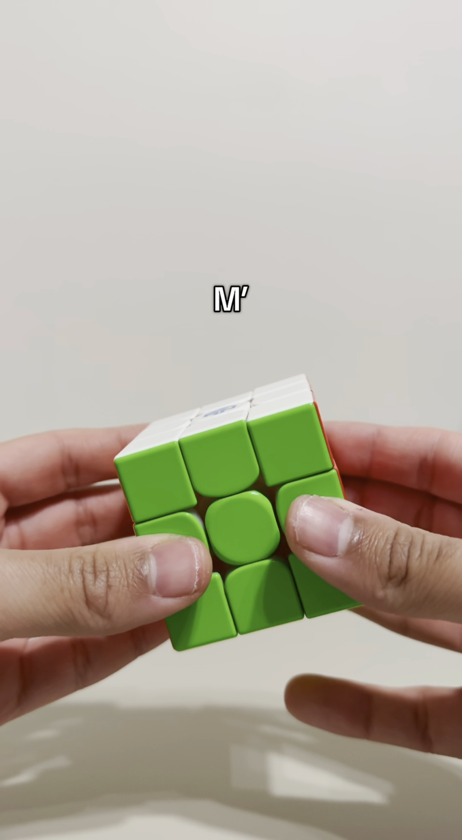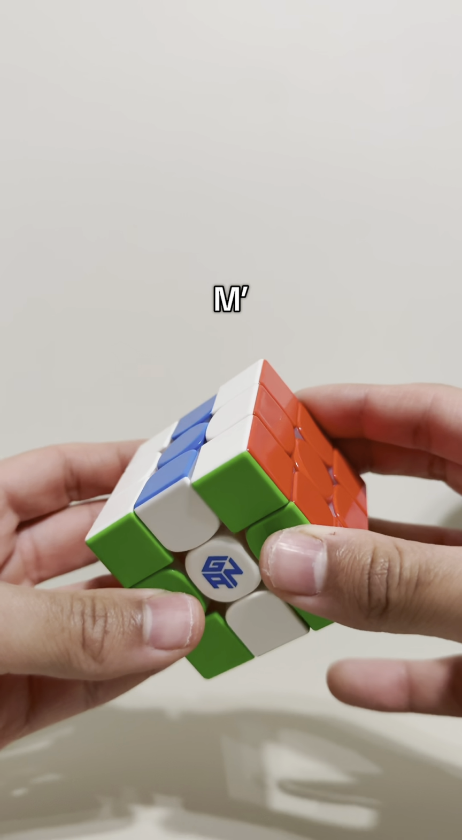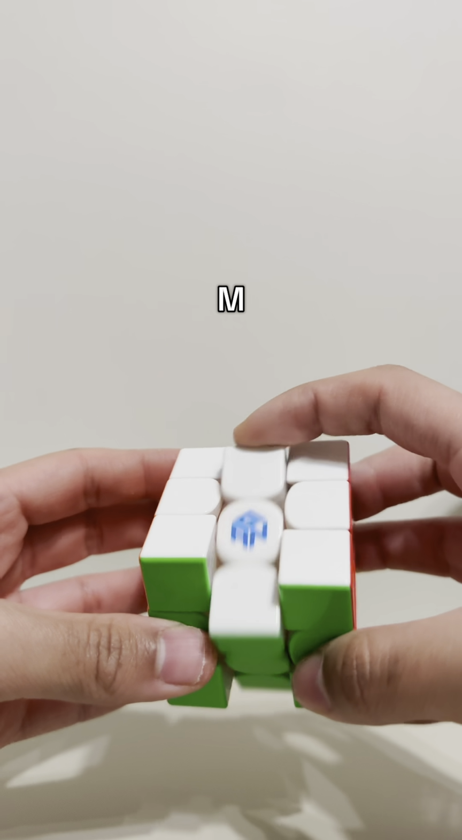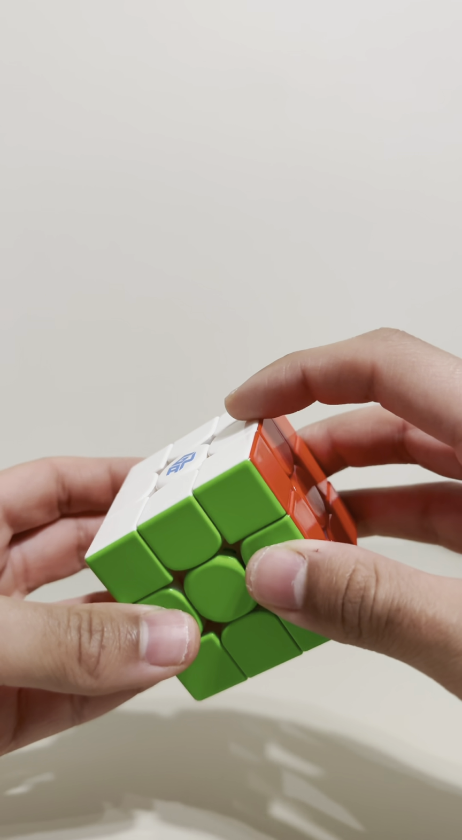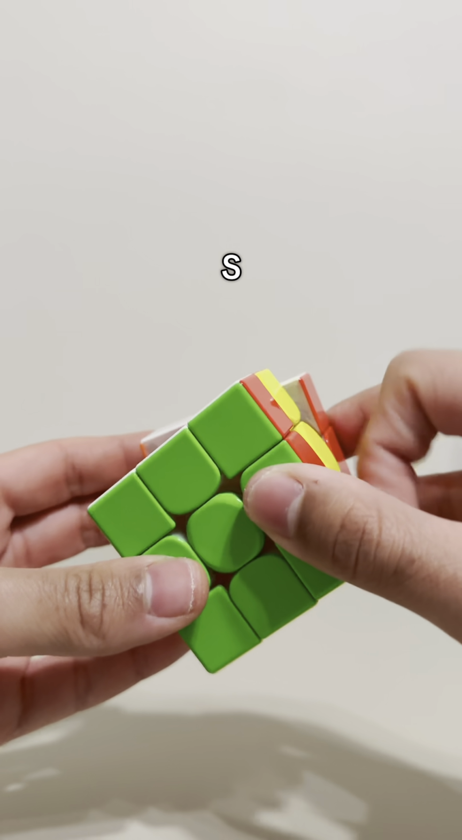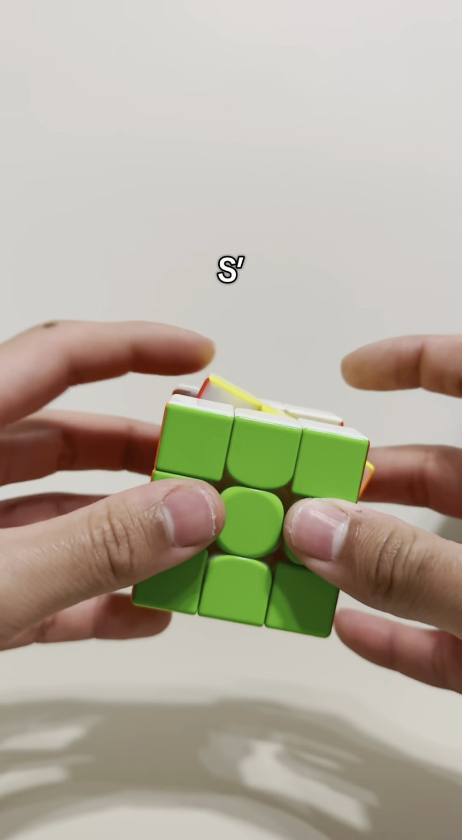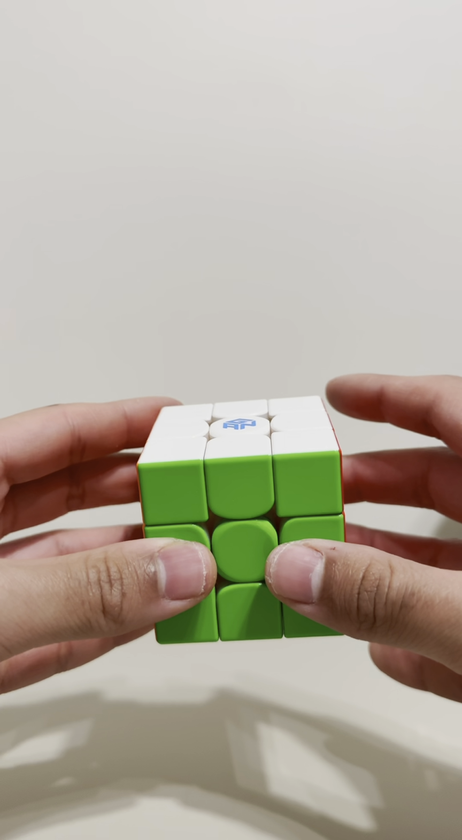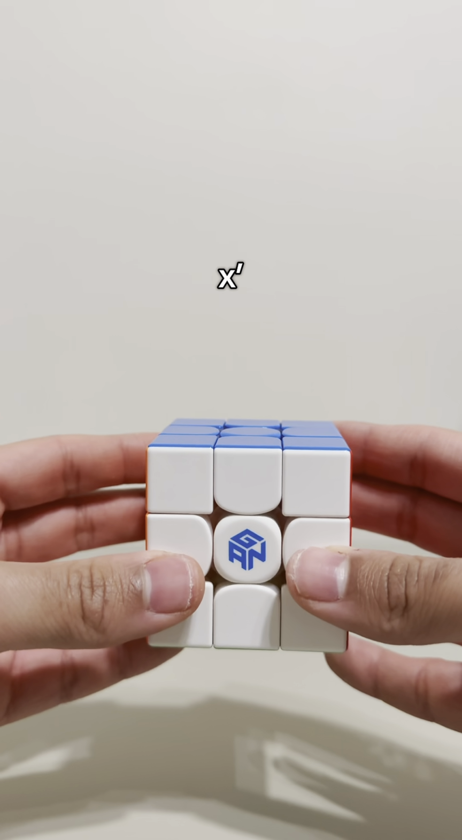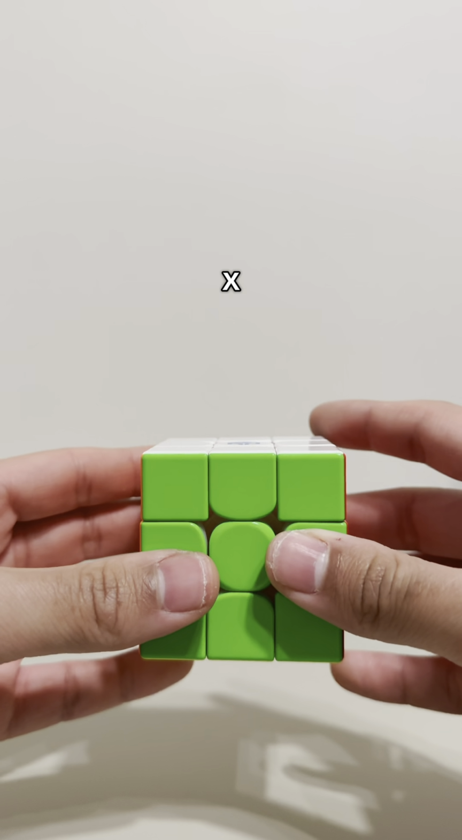Next we have M prime, where the M stands for middle layer, so it'd be like this, and then we have M, which would be this way. Next we have S, which basically is this turn right here on this layer, like that. And then we have S prime, which is the same thing but the other direction. Next we have X, which is basically when you turn the whole cube. So this right here would be an X prime, and then doing this would be an X.